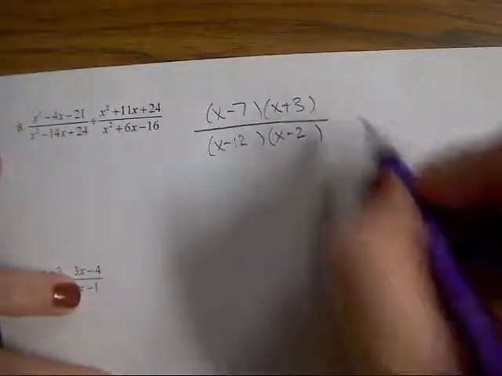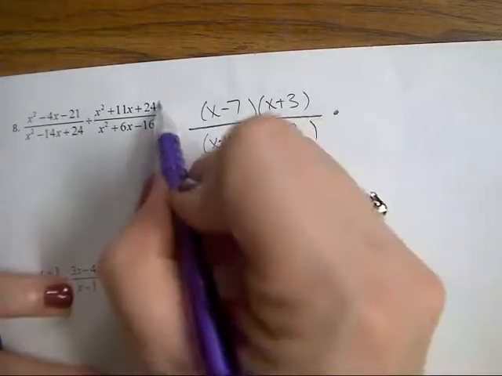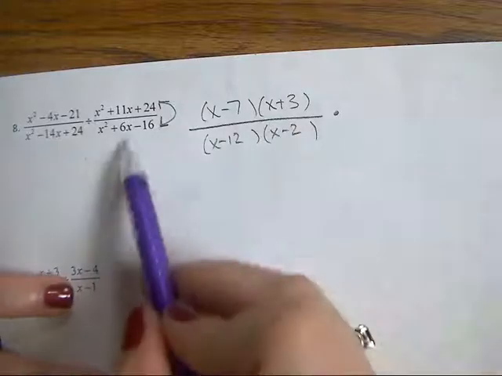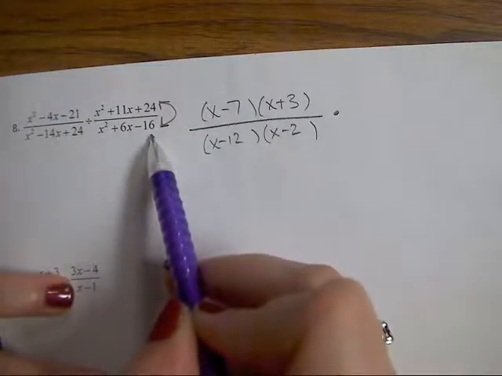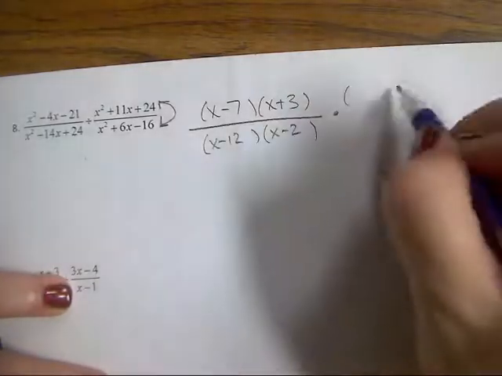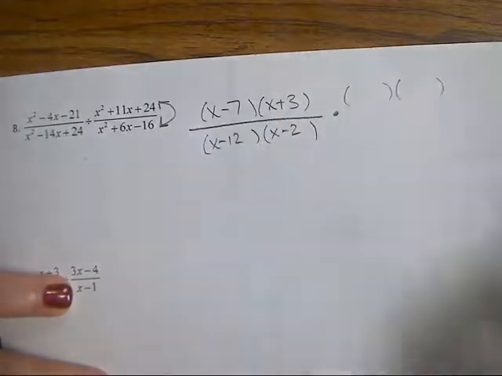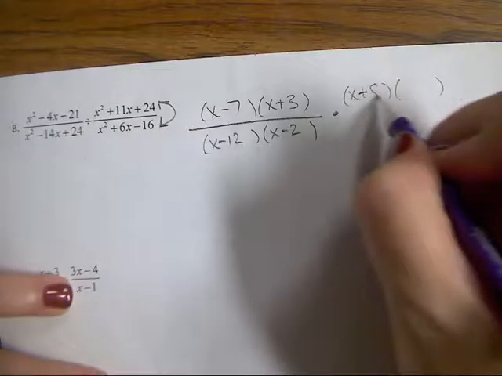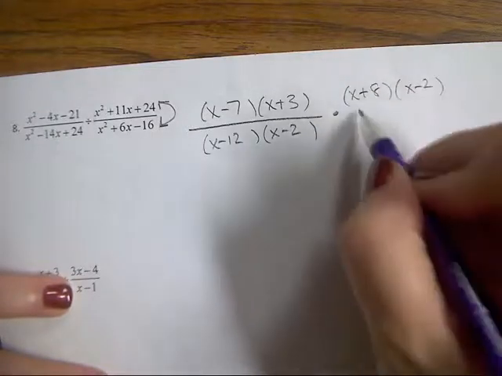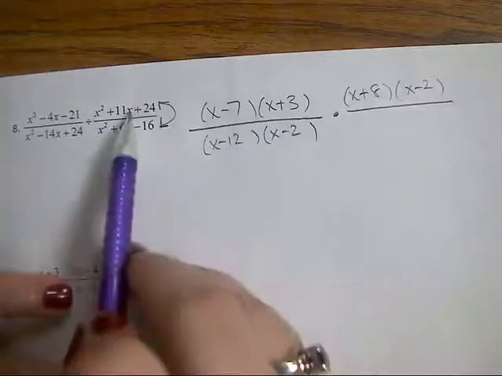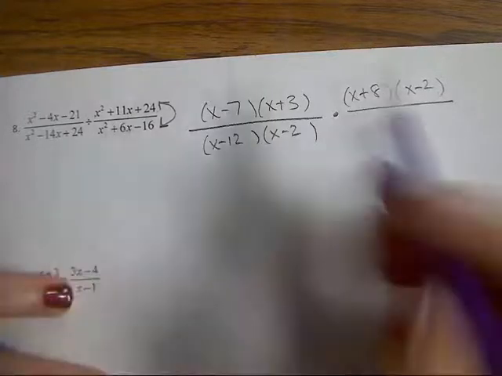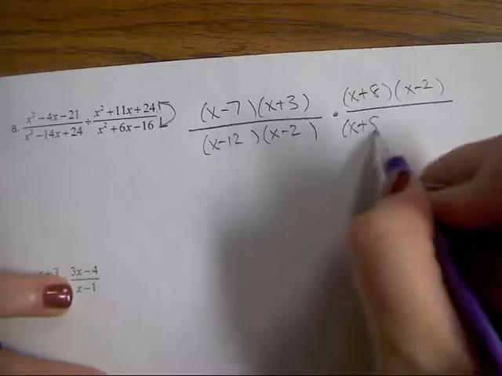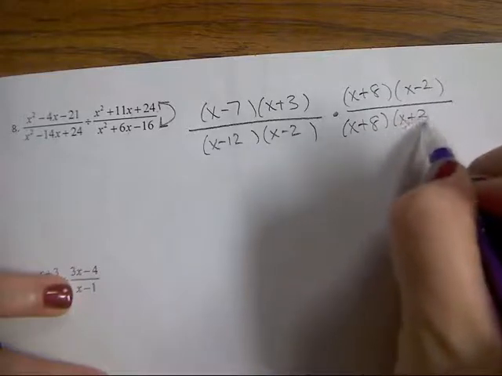All right, I'm going to multiply. Remember, we get to flip these two. So this is my new numerator. So what multiplies to give me negative 16, but adds to give me 6? That is going to be x plus 8 and x minus 2. This now becomes our new denominator. What multiplies to give me 24, but adds to give me 11? That is going to be positive 8 and positive 3.